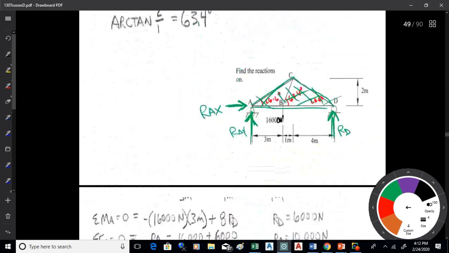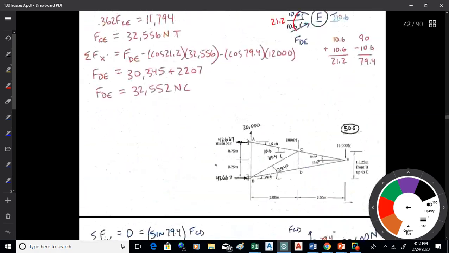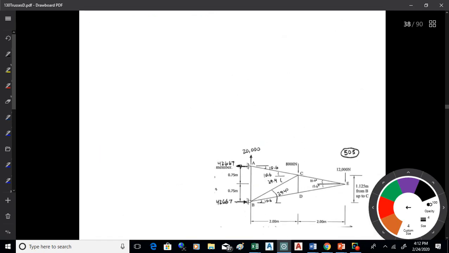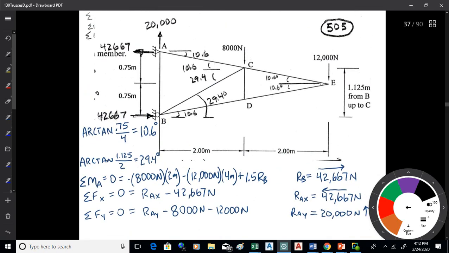Now we've got this other one that gets a little bit tricky, because you get into a joint that's a little bit tricky on 294. So let's see how to handle that. Let's look at, I think it's 505 out of your packet. This is an example of how to do that, because sometimes you get into problems where you get angled members, and that can cause a little bit of difficulty.